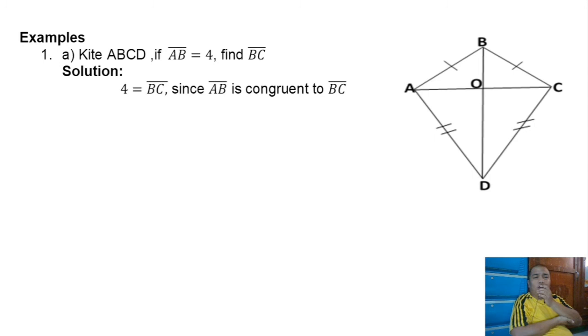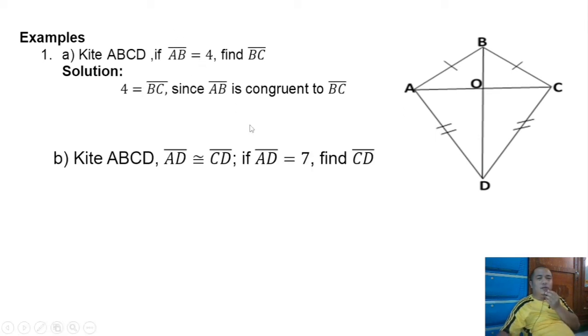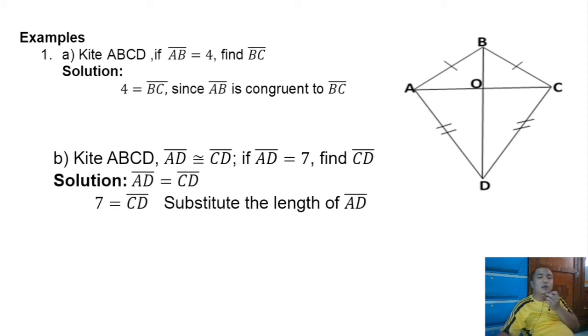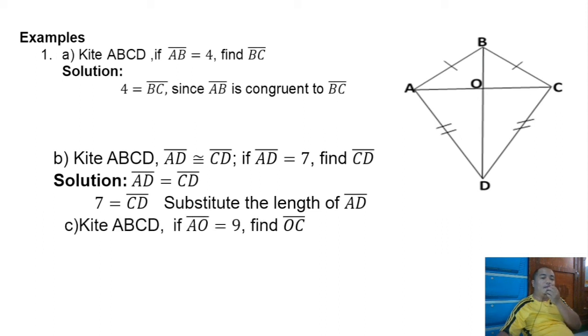Examples now. For number 1, we have kite ABCD. If AB is equal to 4, find BC. Since AB and BC are adjacent sides, they are congruent in a kite. So BC is also equal to 4. Letter B: in kite ABCD, AD is congruent to CD. If AD is 7, what is CD? It's also 7, because they are adjacent sides in a kite.